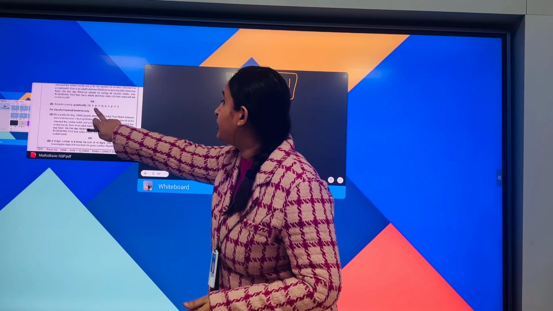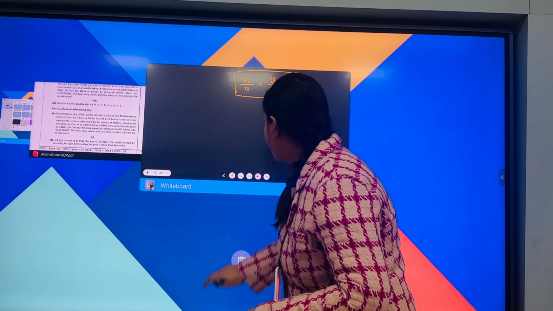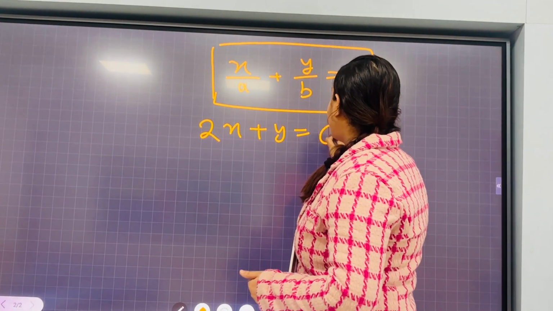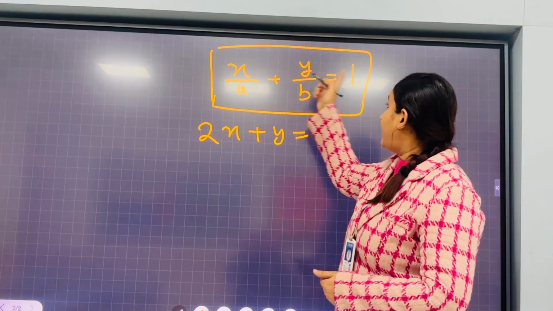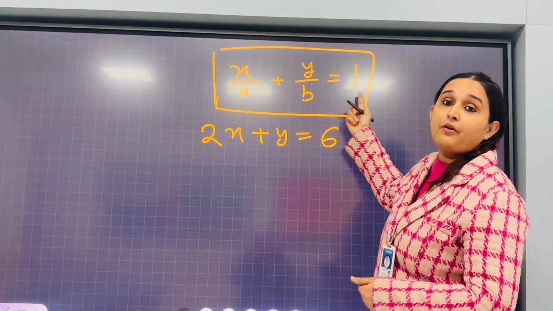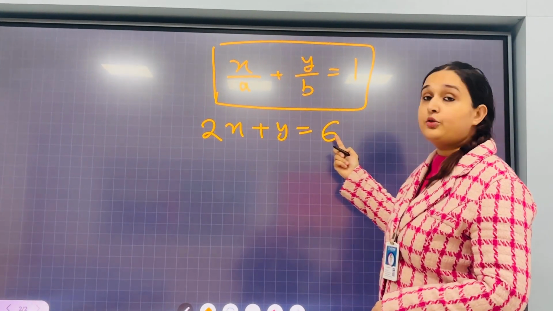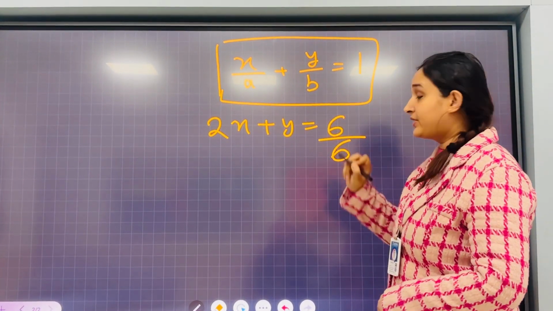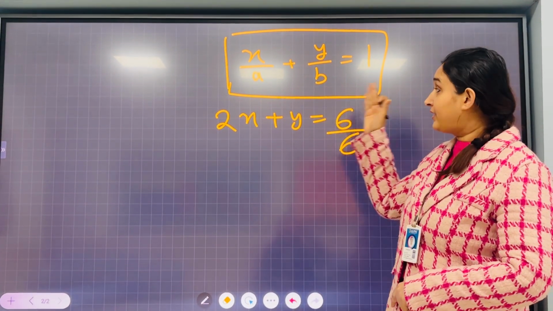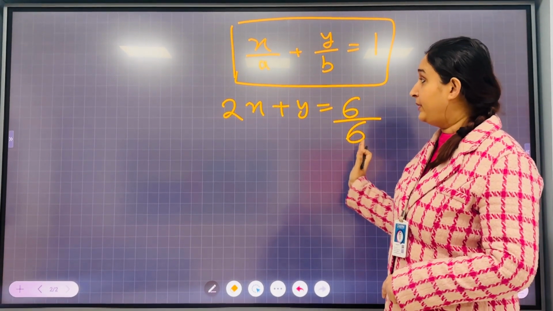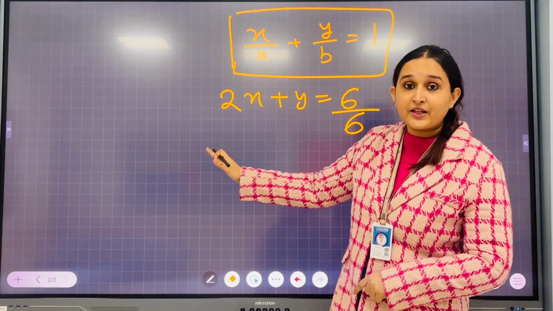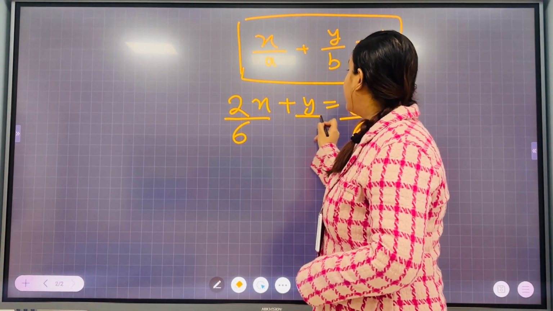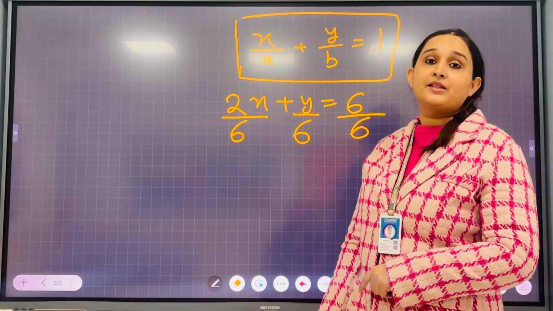So we have the equation 2x plus y equals 6. Let's see, 2x plus y equals 6 is my given equation. On the right side, what do we have? We have 1 as the target. In order to make this 1, what are we supposed to do? We have to divide by 6. If we are dividing the right side by 6, then it will be unfair if we don't divide the left side by 6, isn't it? So we are going to divide this by 6 also.